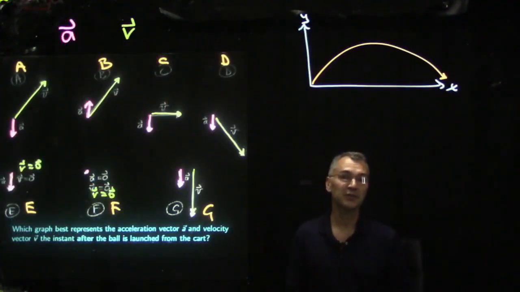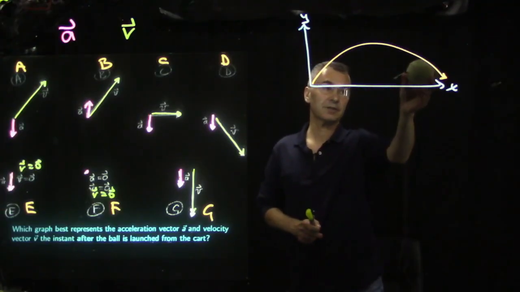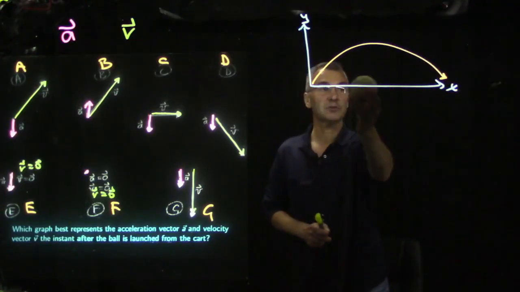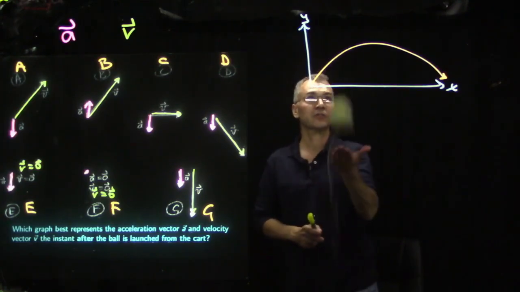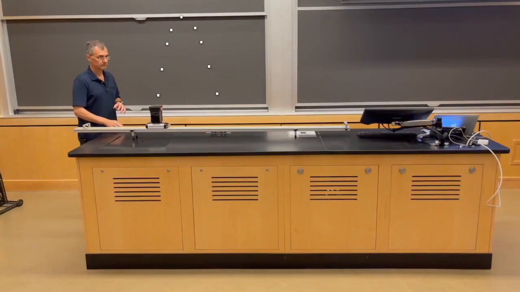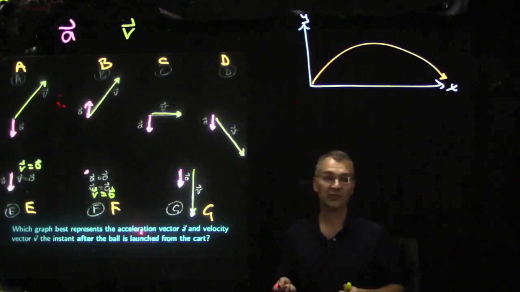Okay, remember in the video clip, the ball leaves the ball popper and then flies up and then comes back down and is caught by the ball popper. So the ball is horizontally moving from left to right, and then vertically it's undergoing motion at constant acceleration. Which one of these 7 graphs best represents the acceleration vector in magenta and the velocity vector in yellow the instant after the ball is launched from the cart?